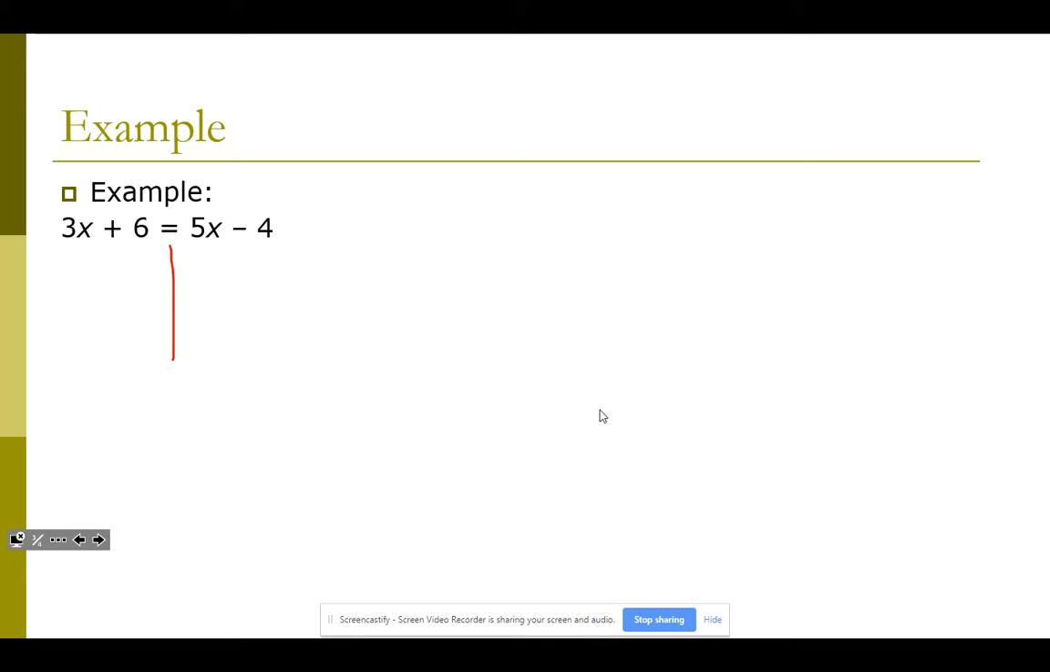We have two terms that contain x. In this case, this term right here, the 3x, is the one that is smaller. That's the one I want to take care of. I pick on the smaller one because it is less likely then that I will have to deal with negatives. Now, I'll show you, you can always do it the other way, but it's much simpler dealing with the smaller one.